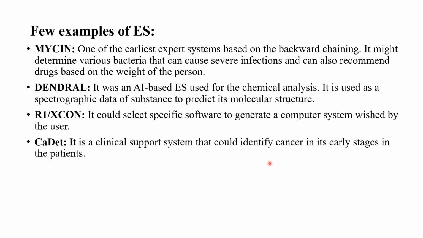Now coming to some of the examples of expert system, ये कुछ examples हैं जो already developed systems हैं। Like we have one of the earliest expert system that was based on backward chaining। We will see what is backward chaining in the later slides। So Mycin is basically an expert system जो क्या करता था कि कुछ infectious ब्लड डिजीजेस को आइडेंटिफाई करता था, and it also recommends certain drugs based on the weight of the person.